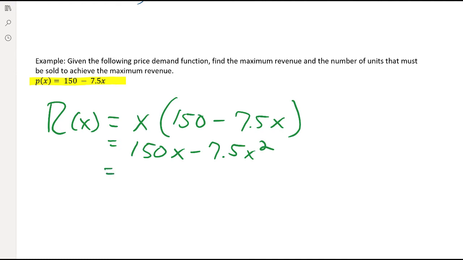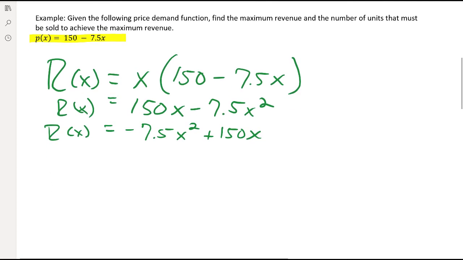Then I'm simply going to rewrite this in standard form for a quadratic, which means I'm going to put my x squared term first. So don't forget the negative that comes with it. So a negative 7.5x squared plus 150x. That is our revenue function. Okay, so there's our revenue function. So now we need to find the maximum revenue. So how do we do that? Well, we need to find the vertex. That's what we need to do.